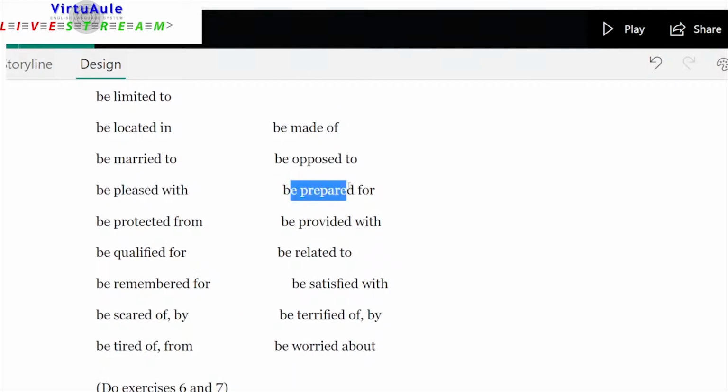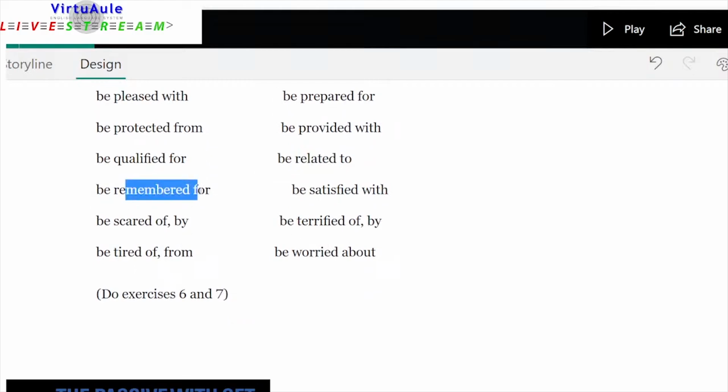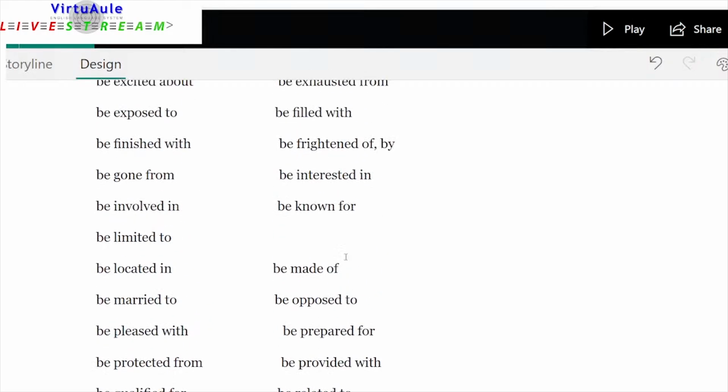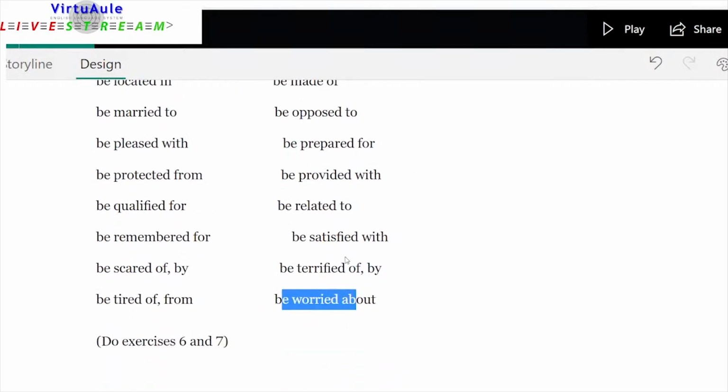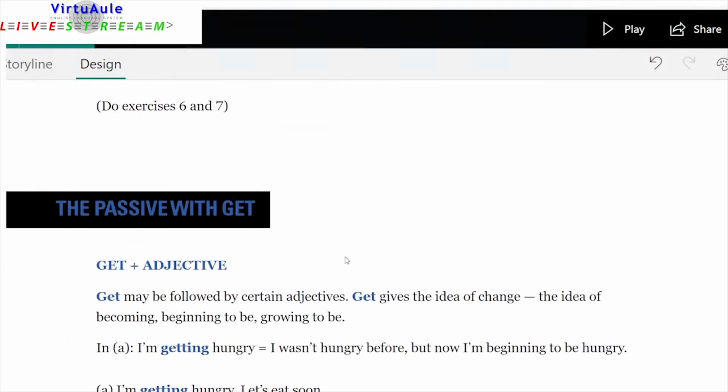pleased with, to be prepared for, to be protected from, to be provided with, to be qualified for, to be related to, to be remembered for, to be satisfied with, to be scared of or to be scared by, to be terrified of, to be terrified by, to be tired of or to be tired from, to be worried about. Learn these by repeating. Repeat, repeat, repeat. Listen to it many times. Listen to this segment and repeat it.